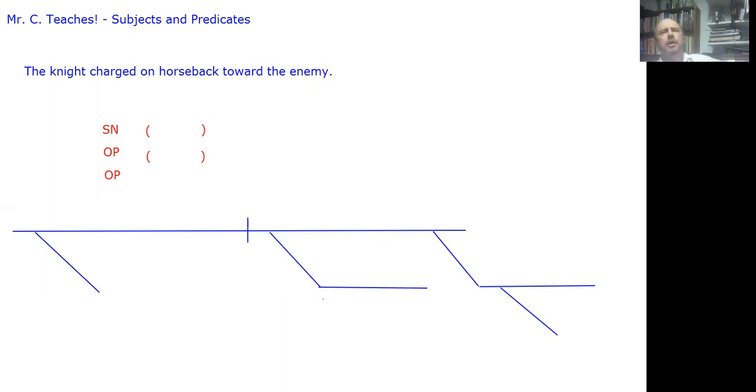I'm putting these together for the students of the Holy House Academy that are in my Homer A and Homer B class. The topic for today's video, as you can see from up there in the corner, is subjects and predicates. And I have a sample sentence. That sample sentence says, "The knight charged on horseback toward the enemy." Ooh, exciting sentence, isn't it?